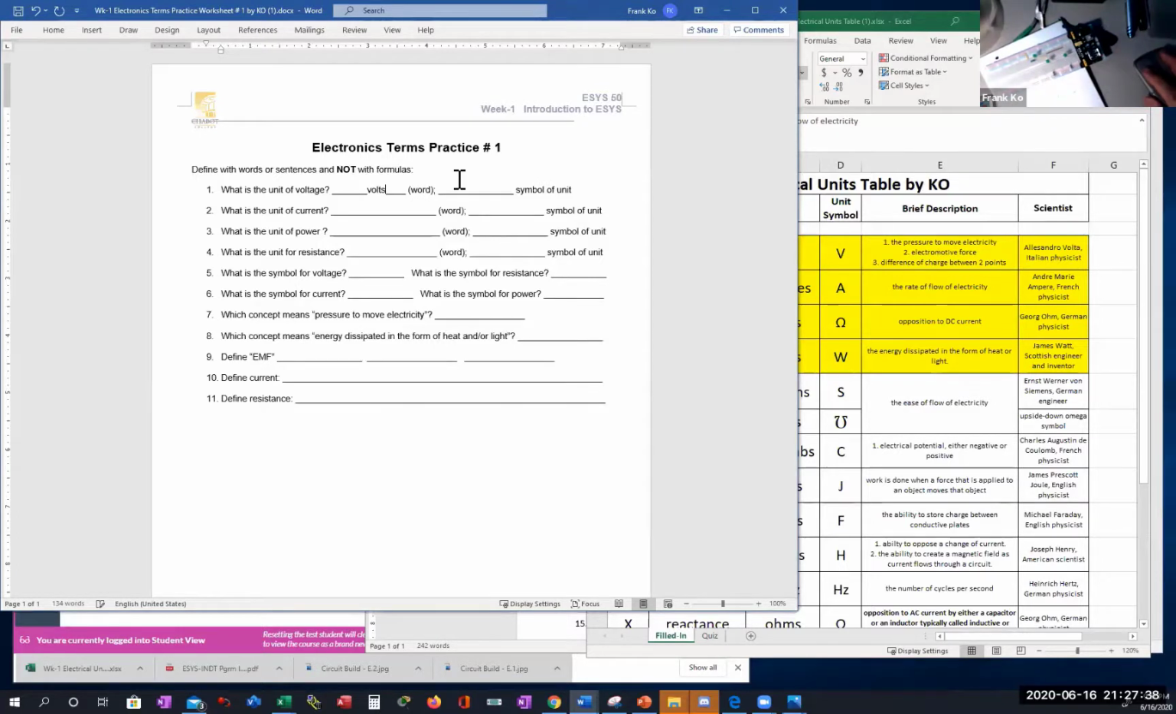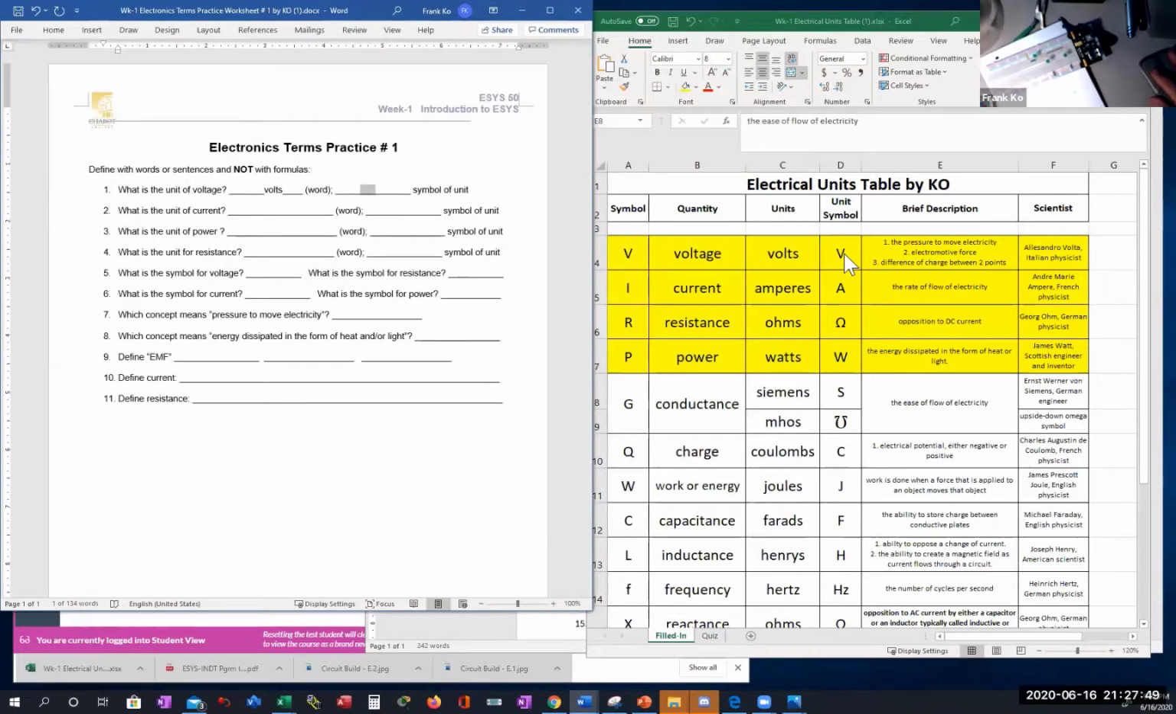And then what's it say for here? What is the symbol of the unit? You're not going to write volts again. What's the symbol for the unit? You go to the table, and the table says the symbol for volts is what? A capital V. So you go over here, and you type in a capital V. Boom. And what I recommend that you do is yellow highlight these, so it makes it very easy for me to scan and quickly see what your answers are.